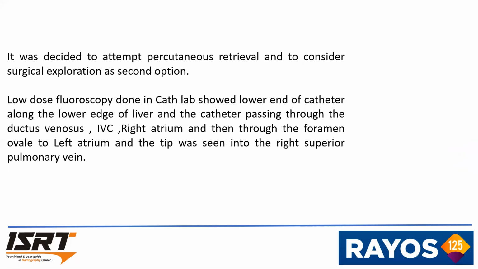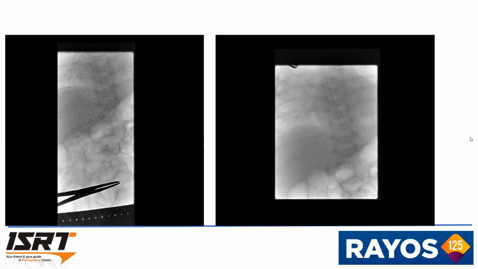In our Cathlab, low-dose fluoroscopy showed the lower end of the catheter along the lower edge of liver, and the catheter was passing through ductus venosus and through IVC to the right atrium, crossing foramen ovale to the left atrium, and the tip was seen in the right superior pulmonary vein. This was the picture. It crossed foramen ovale like this. It was the upper pulmonary vein. The tip was seen here.